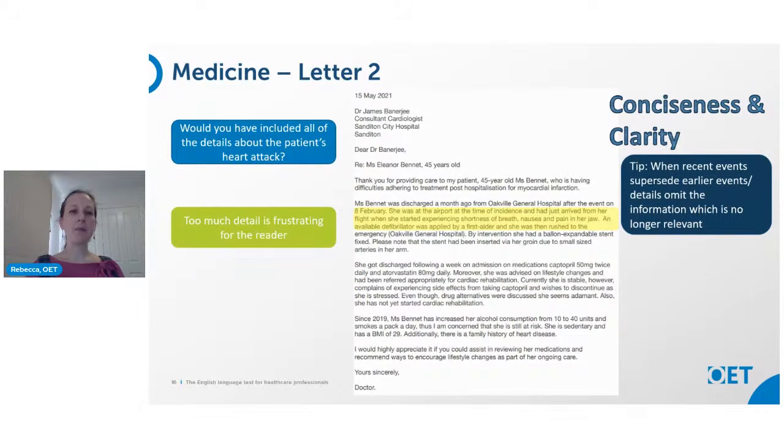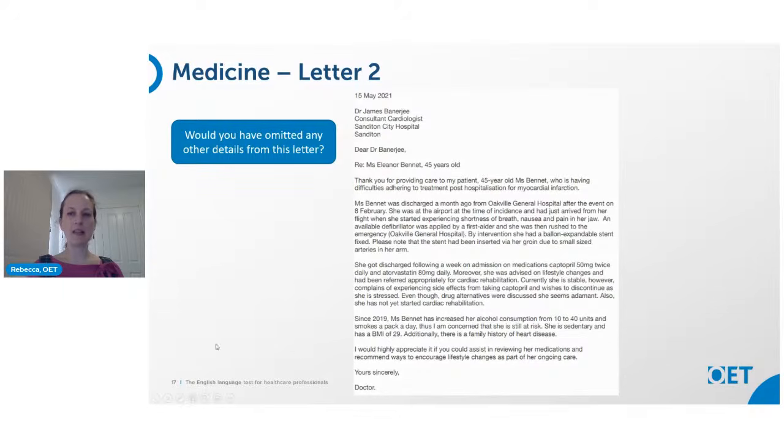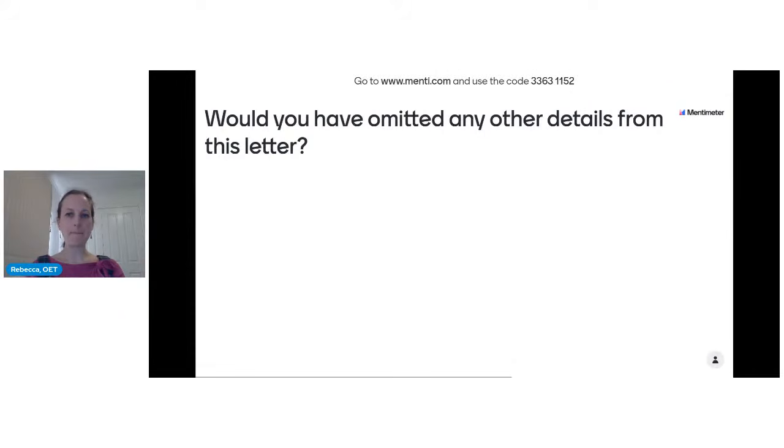Thinking about other things that might have been omitted, I want you to answer this question. Are there any other details you can see in this letter that you would have omitted if you had written the letter? You can click on the link in the chat now, and you need to type your own answers into the poll this time. Some of you, in answer to the last question, have said she expanded too much of the story. There's a lot of irrelevant details. So what are some of those irrelevant details that you would have omitted?